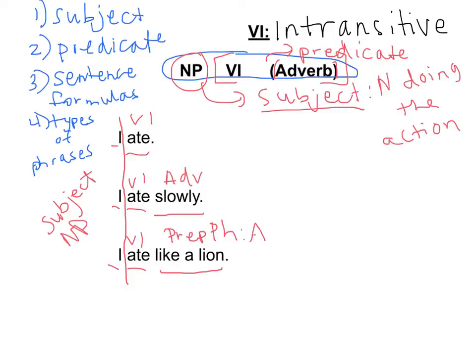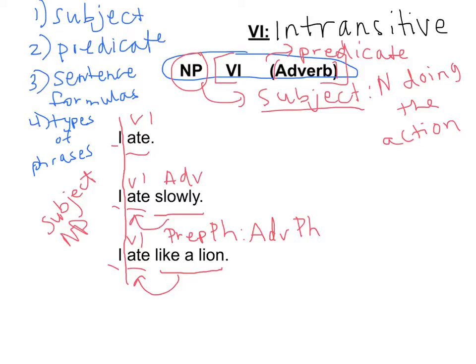But in this sentence, it's serving as an adverb phrase. It's still serving to describe how did I eat. How did I eat? I ate slowly. How did I eat? I ate like a lion. It answers the same question.